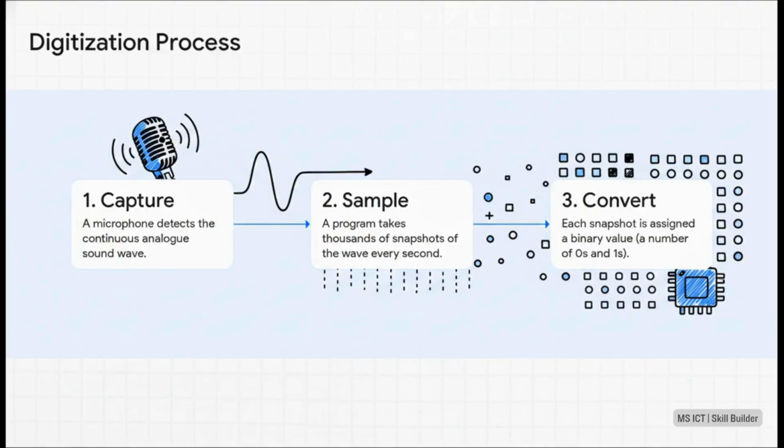So here's how it works. It's basically a 3-step process. First up, a microphone acts kind of like a mechanical ear, right? It captures the real physical sound wave. Then a program starts sampling that wave. And what that means is it takes thousands of little snapshots of the wave every single second. And finally, it takes each one of those snapshots and assigns it a binary value, a number made of, you guessed it, zeros and ones.